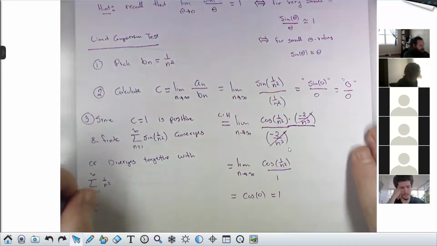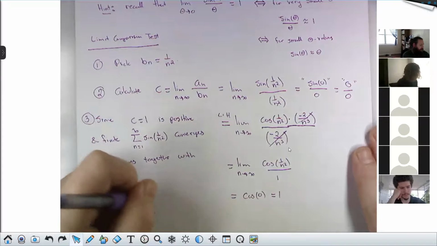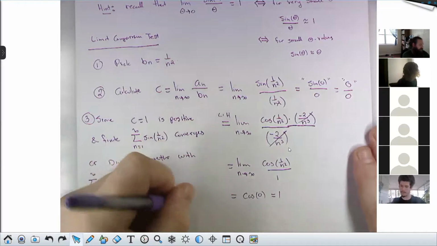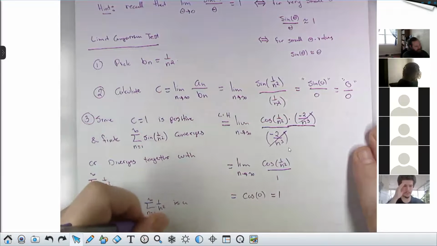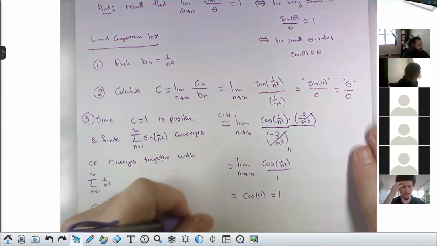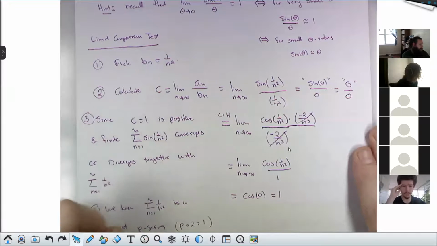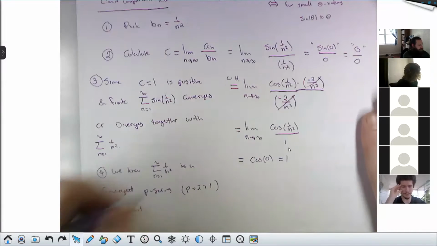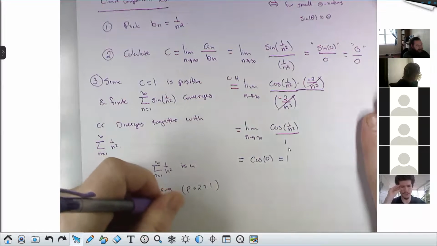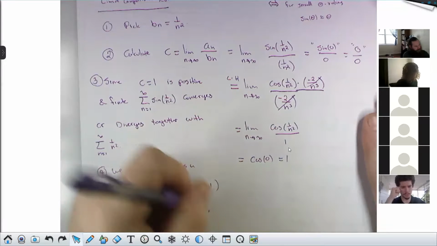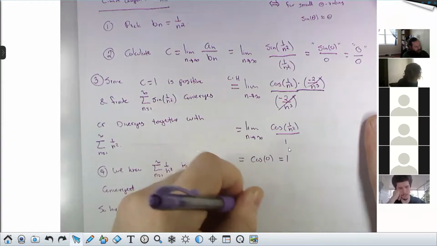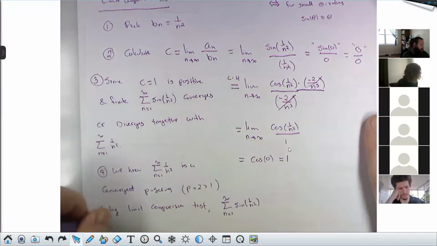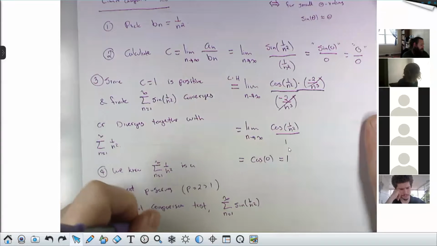And then our final step is to say, we know sigma n from 1 to infinity 1 over n squared is a convergent p-series. Here p is equal to 2, which is bigger than 1. So by the limit comparison test, sigma n from 1 to infinity sine of 1 over n squared must also converge.